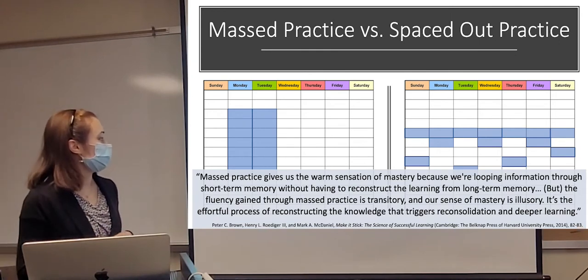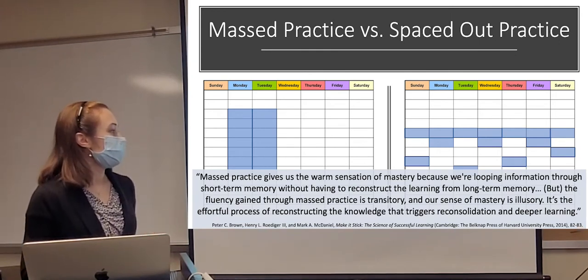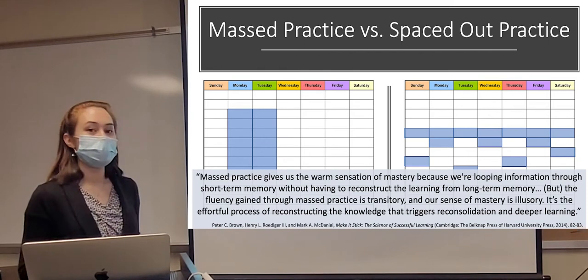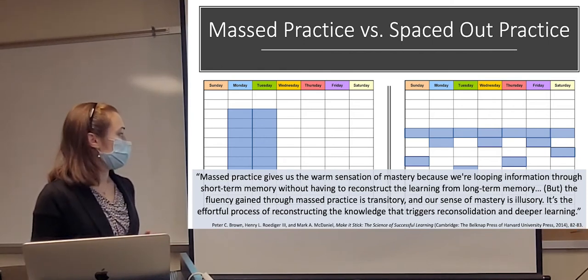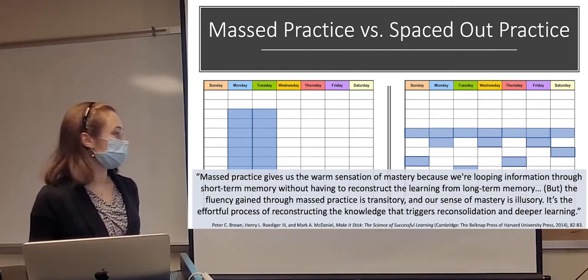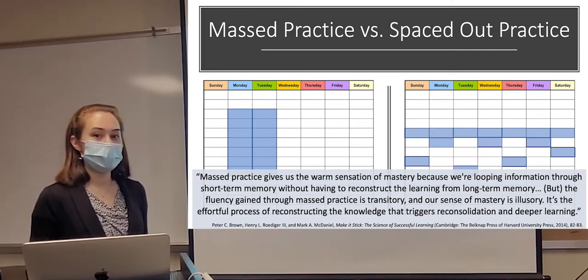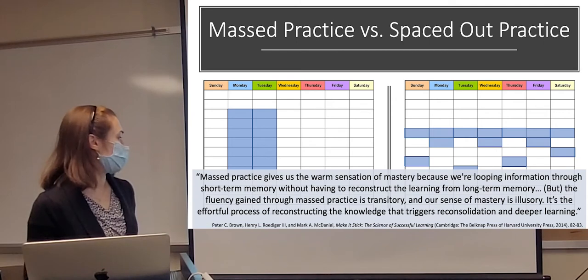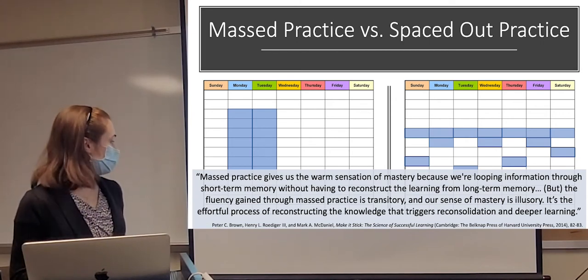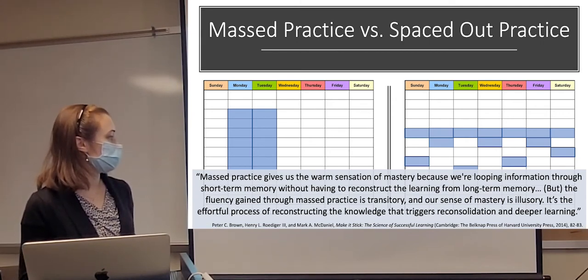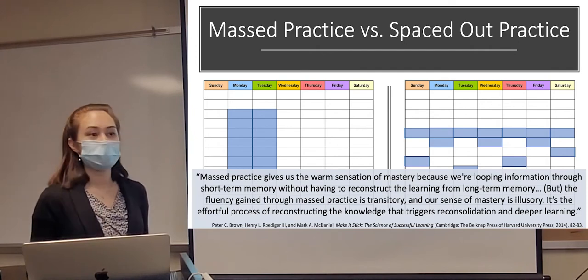Mass practice gives us the warm sensation of mastery because we're looping information through short-term memory without having to reconstruct the learning from long-term memory. But the fluency gained through mass practice is transitory, and our sense of mastery is illusory. It's the effortful process of reconstructing the knowledge that triggers reconciliation and deeper learning.